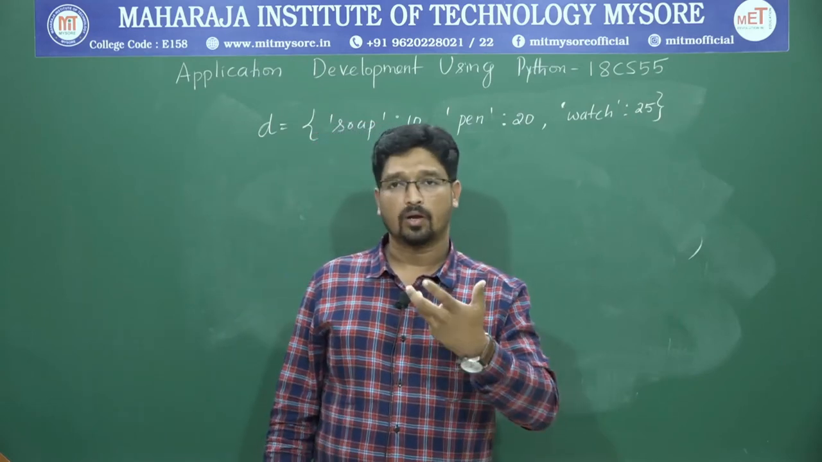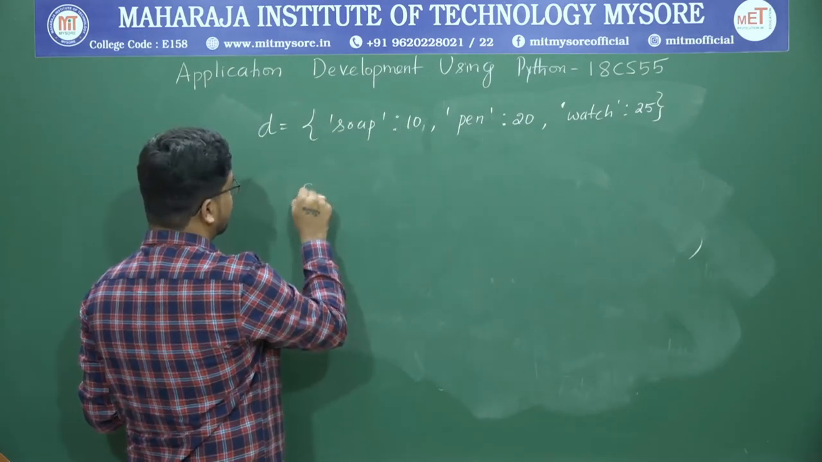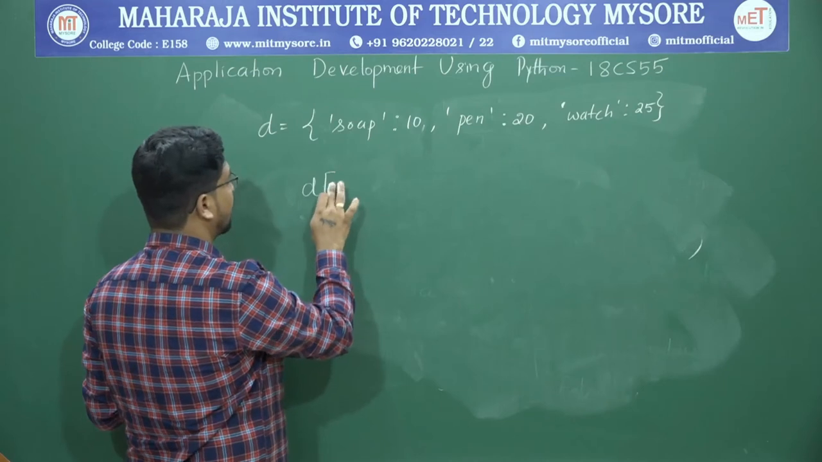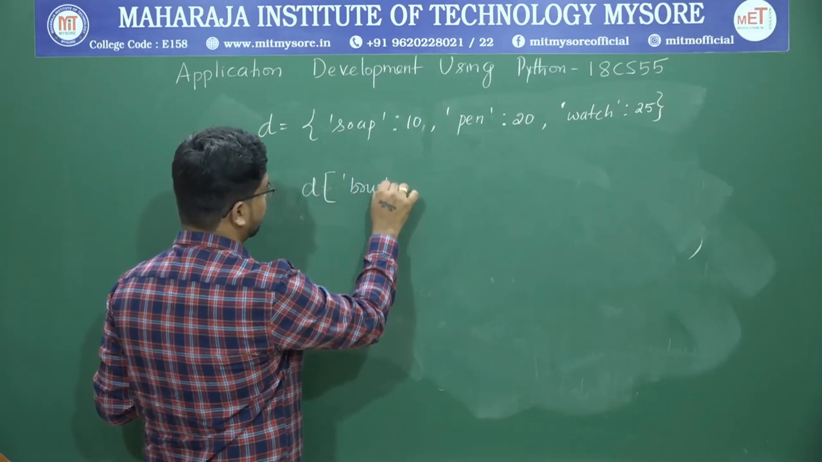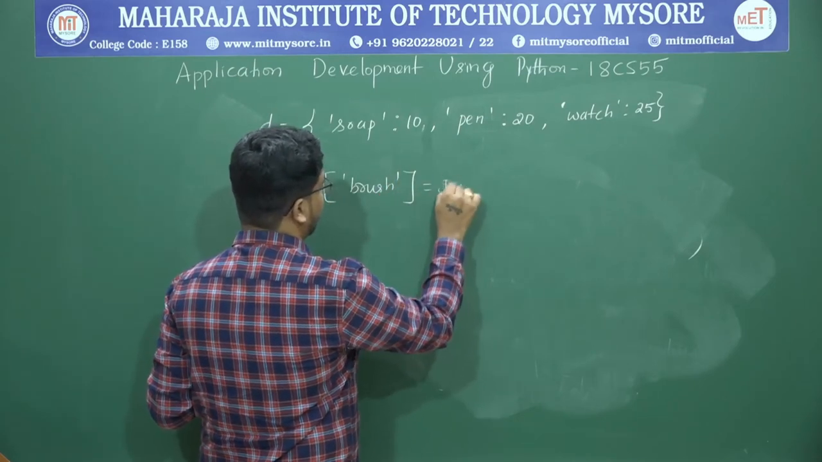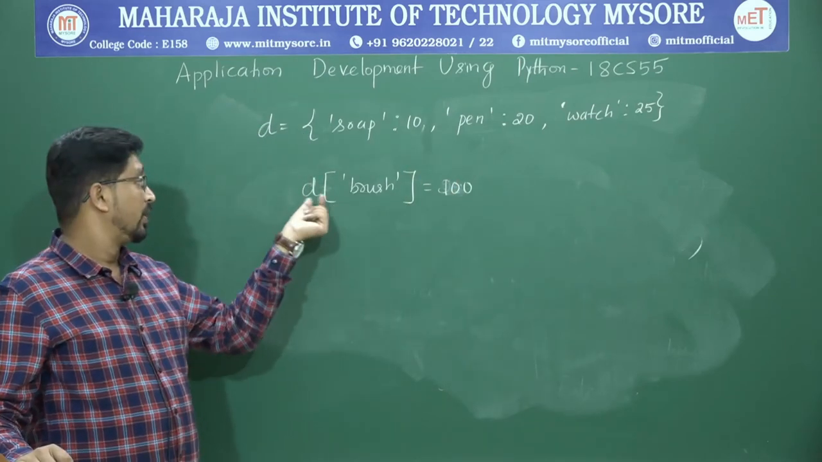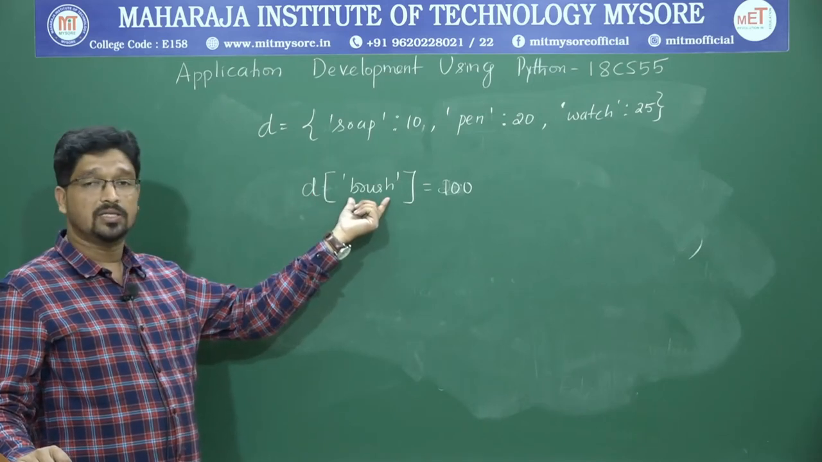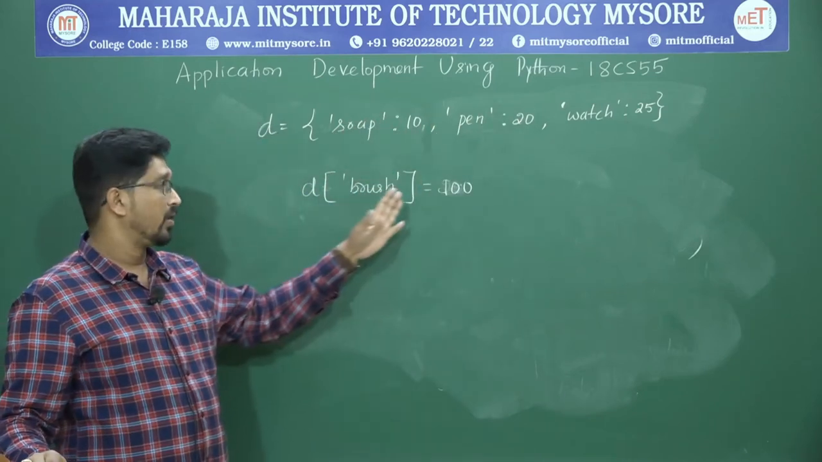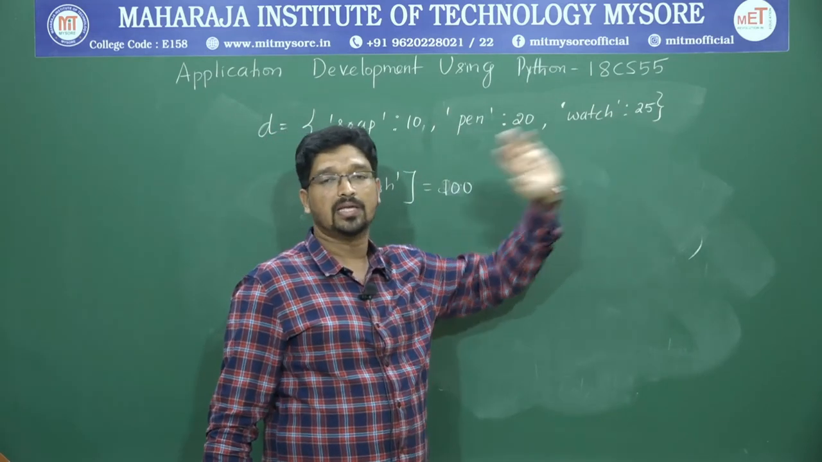Okay, if you perform like this, let us say you have d dot soap. Then you can simply say d of, what I told, brush is equal to 100. So what will this statement do? It will check whether d dot brush exists or not. Does brush exist? No, brush does not exist as a key. Then your program will add a new item, brush 100, as a new item.